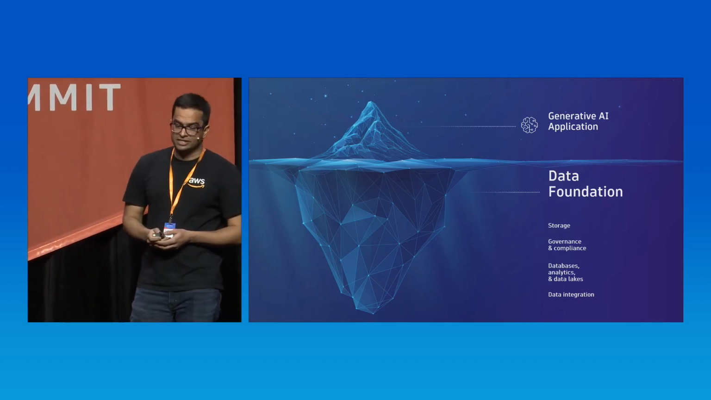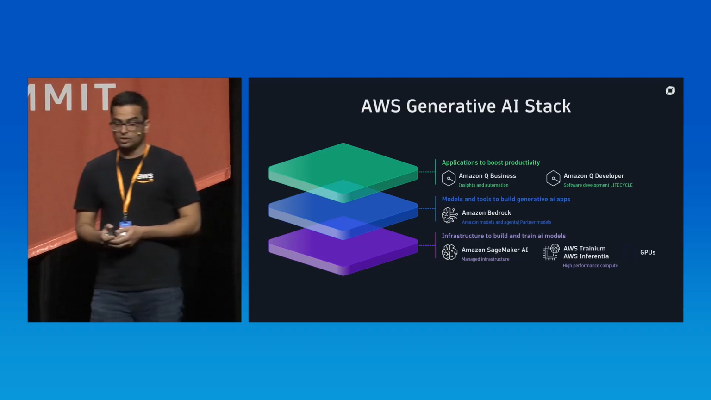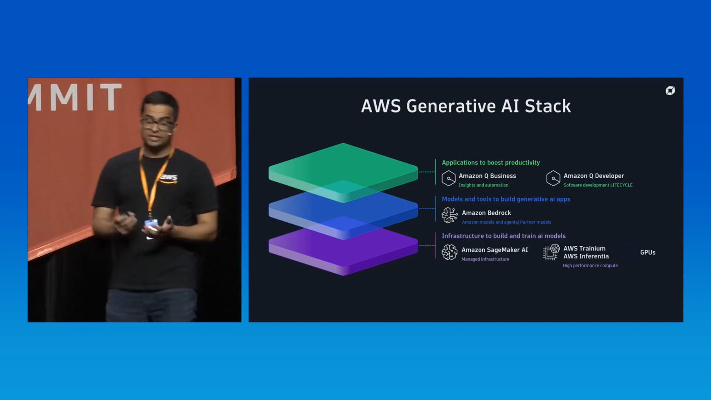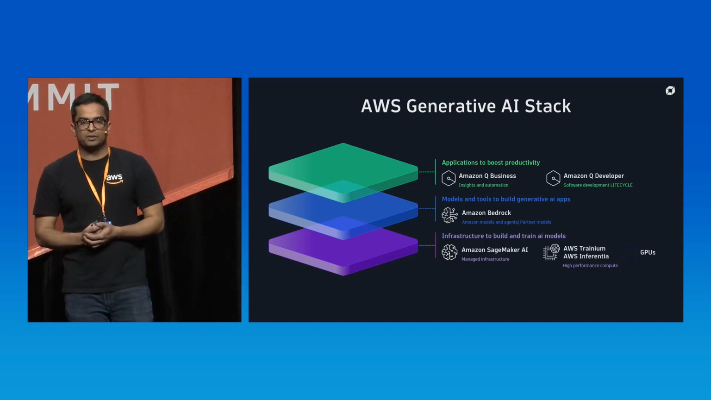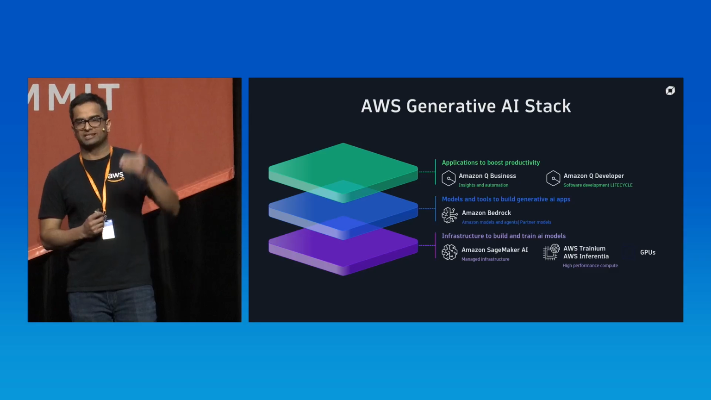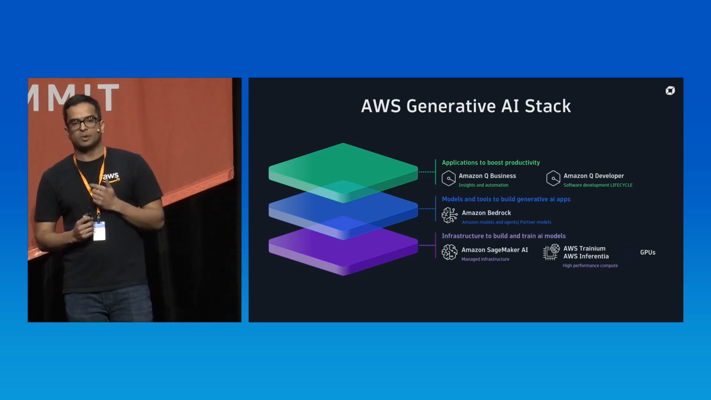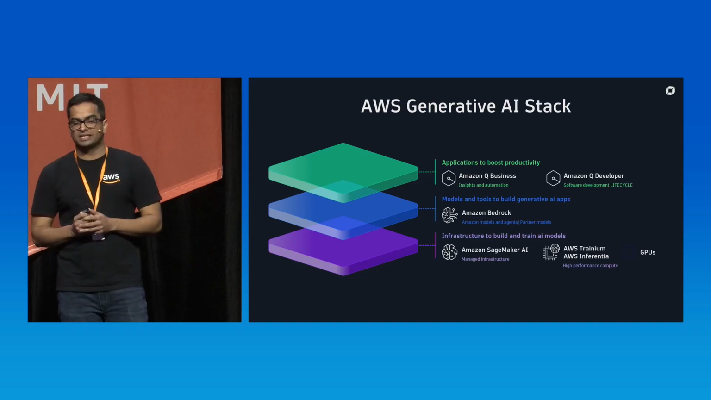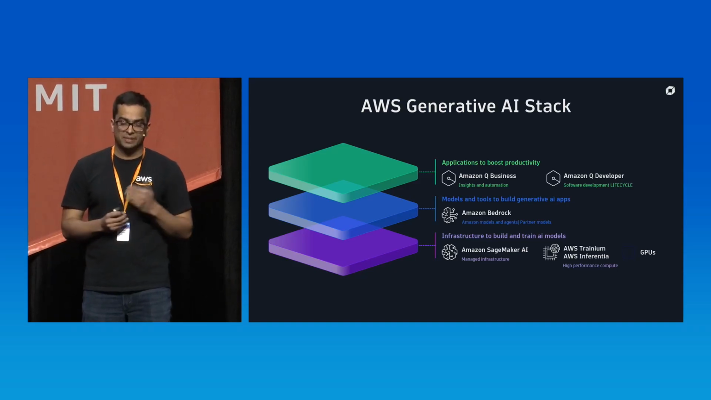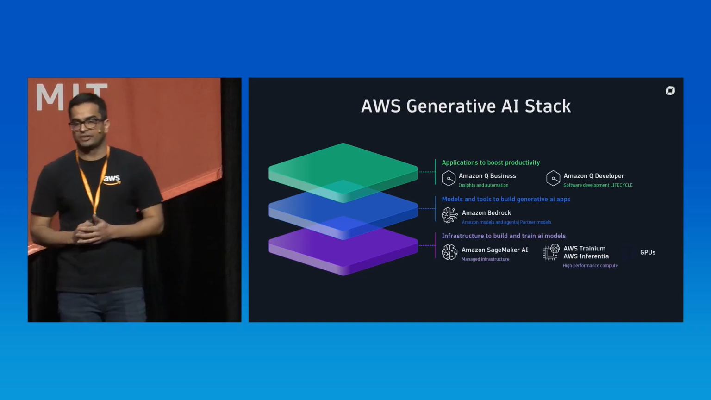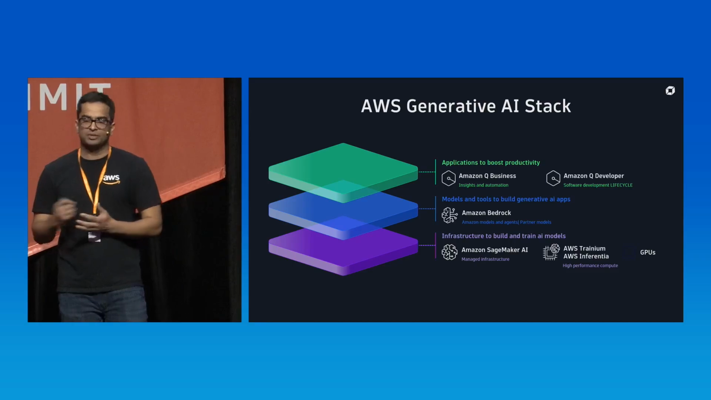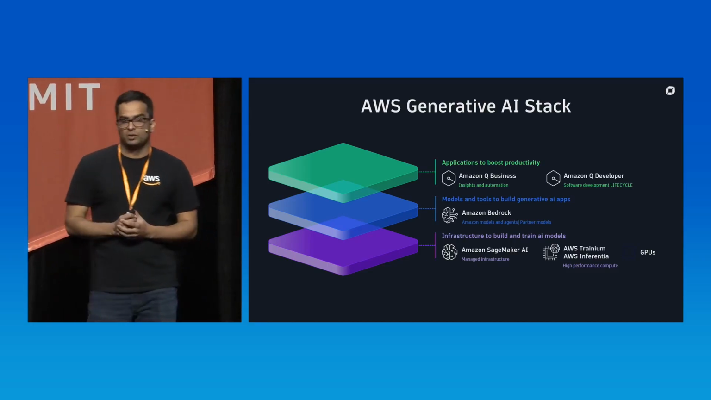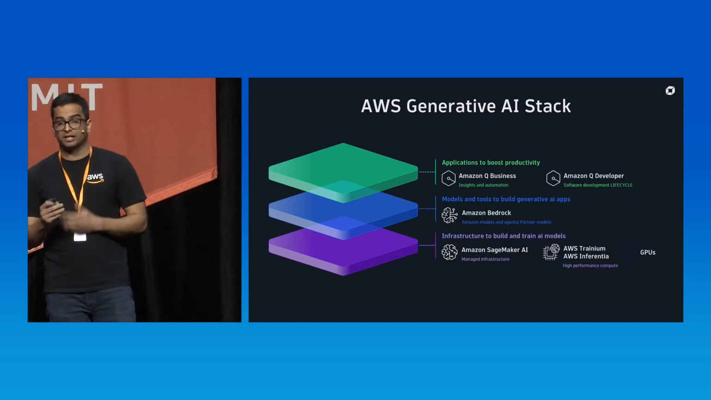Now let's change tracks and go into the AWS Generative AI Stack. So when we look at the AWS Generative AI Stack, we look at 3 layers. The first layer at the bottom is the infrastructure tier. When I talk of infrastructure, it is the tier where we have custom-made silicon for training and inference. We have GPU instances for you to consume. We have SageMaker AI if you want to come in and deploy your own models.